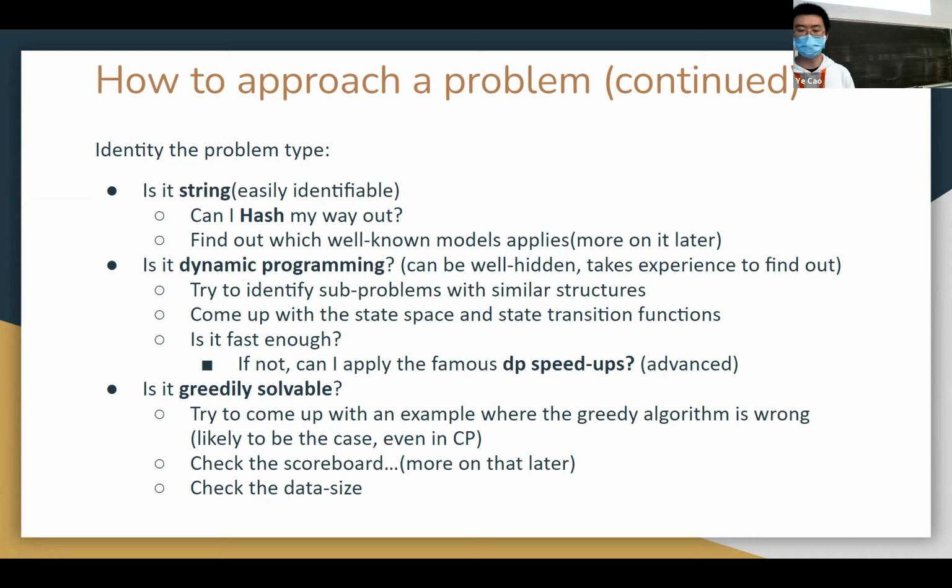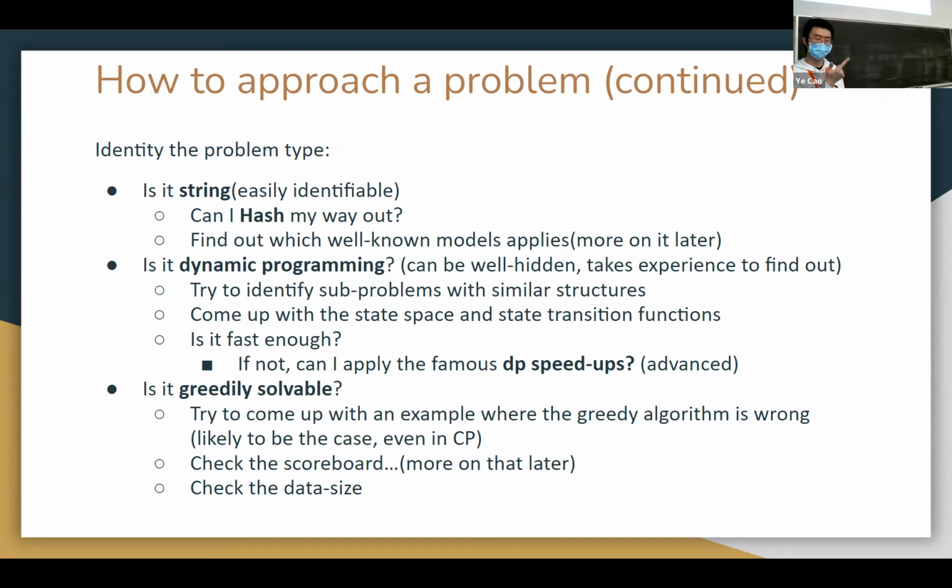Dynamic programming is another common type of problem in CP. Like graphs, they can be well hidden, and it takes experience to identify if a problem is dynamic programmable. So when you think a problem is DP, try to identify what the subproblems are that have similar structure to the master problem. Try to come up with the state space. Try to come up with the state transition functions.